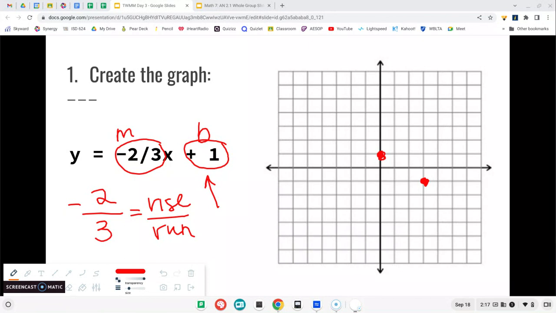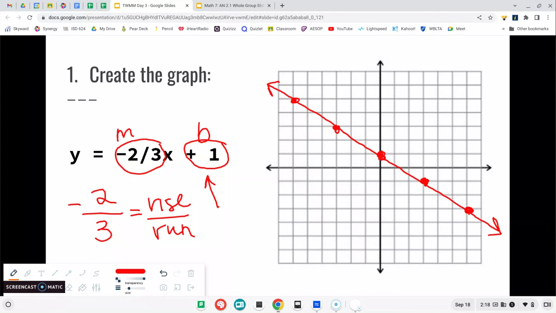Okay, so notice I went down 2 over 3 to the right, and I'm just going to continue that pattern of going down 2 to the right 3 until I feel comfortable drawing a line. You can also go kind of backwards so that you can continue the pattern the other way to help you draw a better line than that. So here I have my line of y equals -2/3 x plus 1.